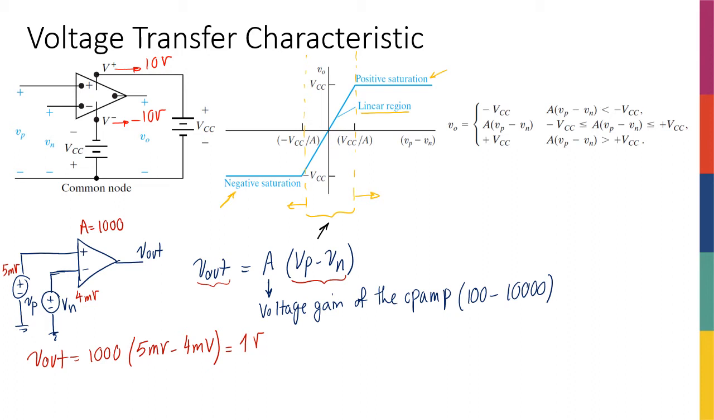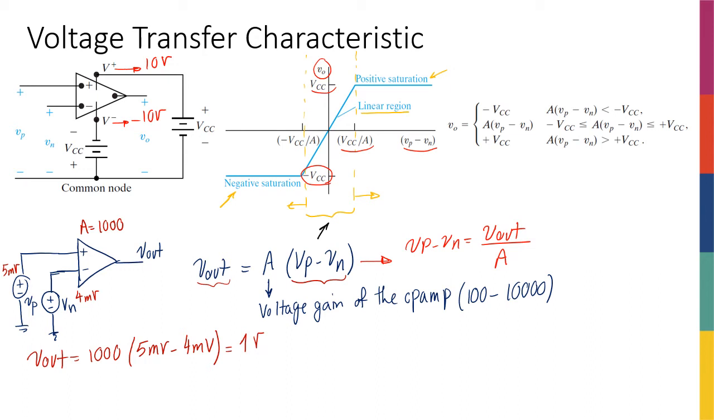So basically you can see that V out here goes up to VCC, which is the positive supply, and down to negative VCC, which is the negative supply. Meaning that the difference between Vp and Vn, which is the x-axis, has to be between VCC divided by A. If V out is equal to A times (Vp minus Vn), I can say that Vp minus Vn is V out divided by A. So if V out has to be between VCC and negative VCC, Vp minus Vn has to be between VCC divided by A and negative VCC divided by A.